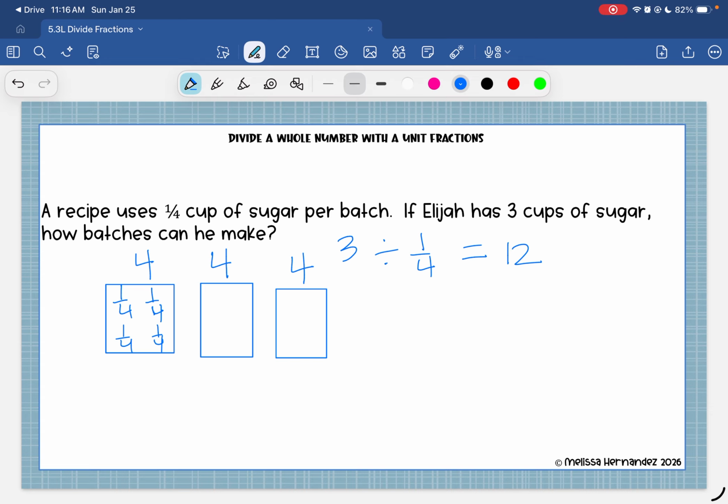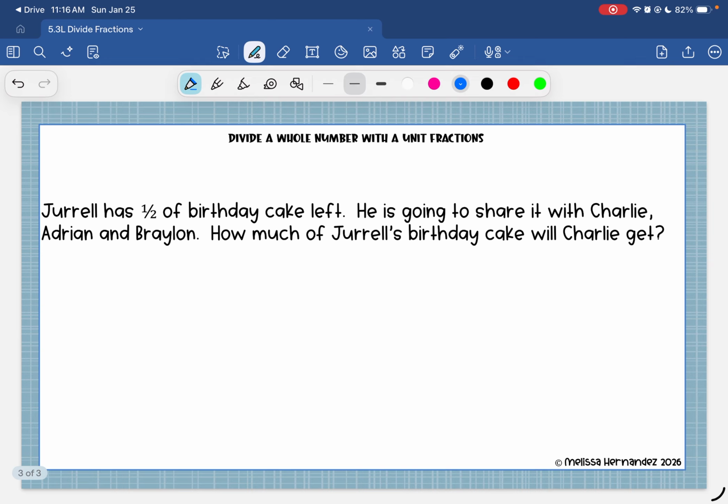All right, let's go to the next one. Jarrell has half a birthday cake left. So that's what he's starting with. He's going to share it with Charlie, Adrian, and Braylon. How much of Jarrell's birthday cake would Charlie get? So the actual expression would be half, and we're dividing by 3 because it's Charlie, Adrian, and Braylon.